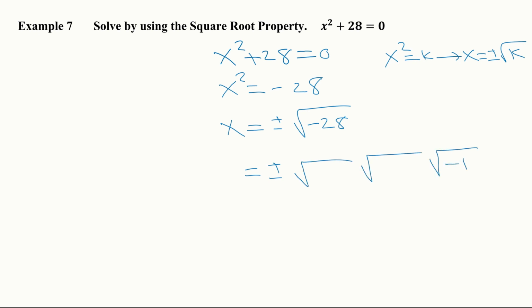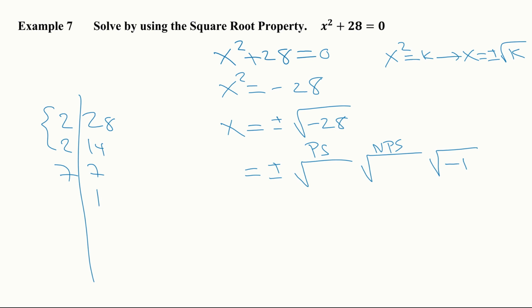In the last one, we throw in the negative 1. In these two, we put the perfect square part and the non-perfect square part. So 28, again, we have 2, 14, 2, 7, 7, 1. So there's the perfect square part, 2 squared. The non-perfect square part of 28 as a factorization is 7. And then you have the negative 1. So we get plus or minus.